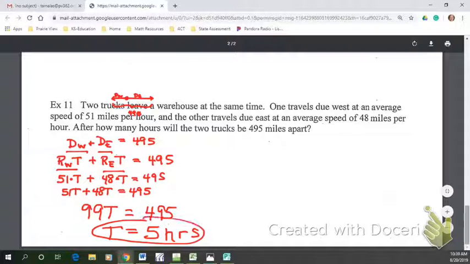Did I answer the question? After how many hours will the two trucks be 495 miles apart? They're asking you for time, and that's what we found. Does that make sense? Okay, that's everything on that lesson.